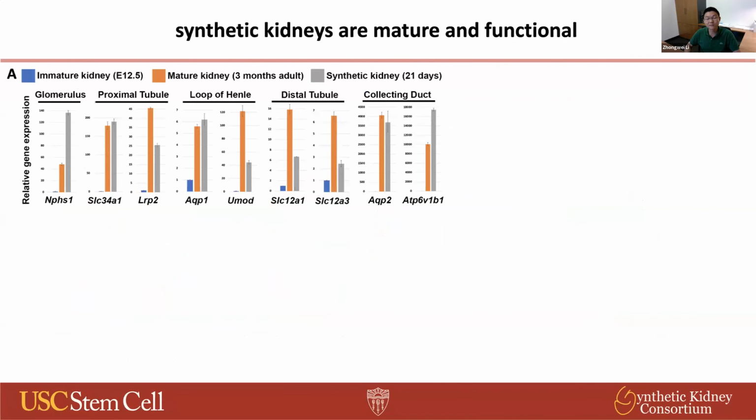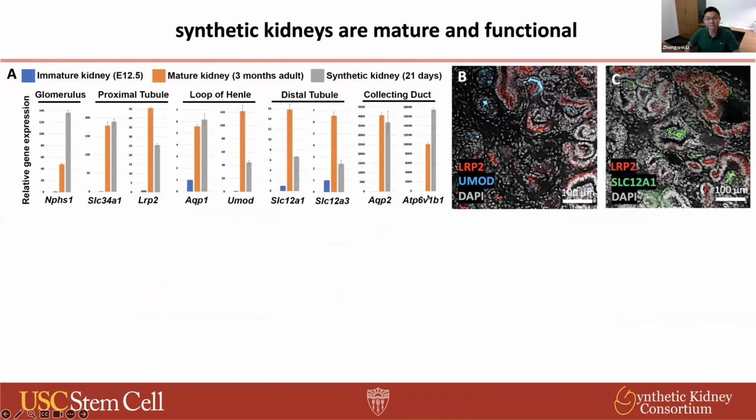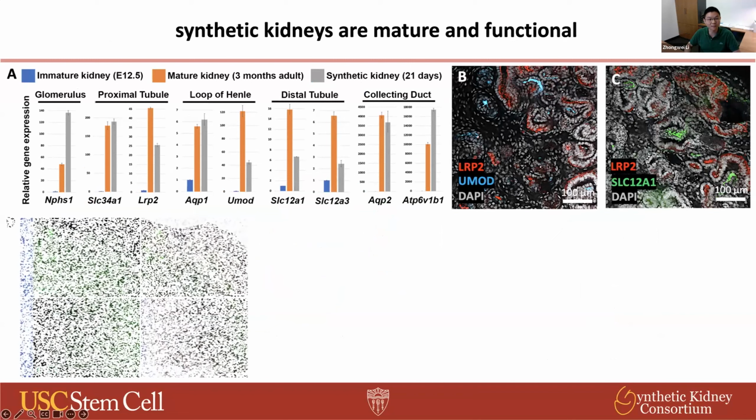So we confirmed that several of the highly important transporters or functional molecules in the synthetic kidney are expressed at similar levels to a mature 3-month-old adult kidney, and even the subcellular localization of critical transporters like LRP2 and SLC12A1 are exactly the same as that observed in adult kidney sections.